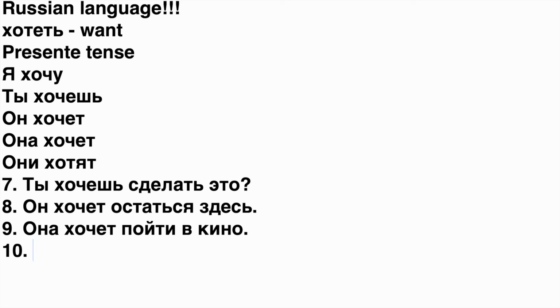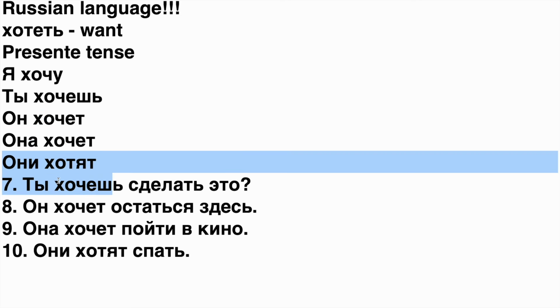They want to sleep. Они хотят спать. So, one more time. In the present tense, the Russian verb хотеть, "want" in English, we use in this kind of version, like я хочу, ты хочешь, он хочет, она хочет, они хотят.